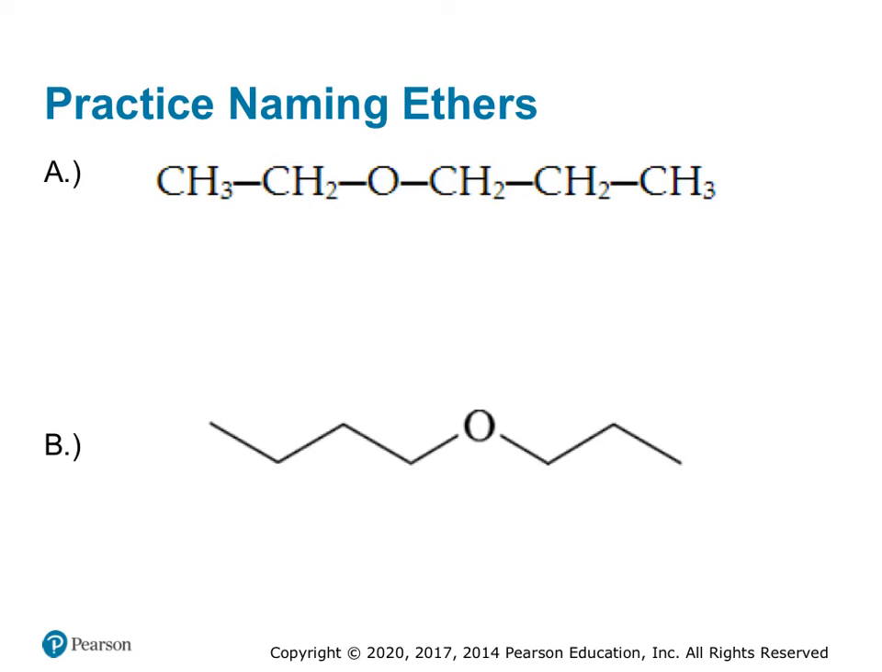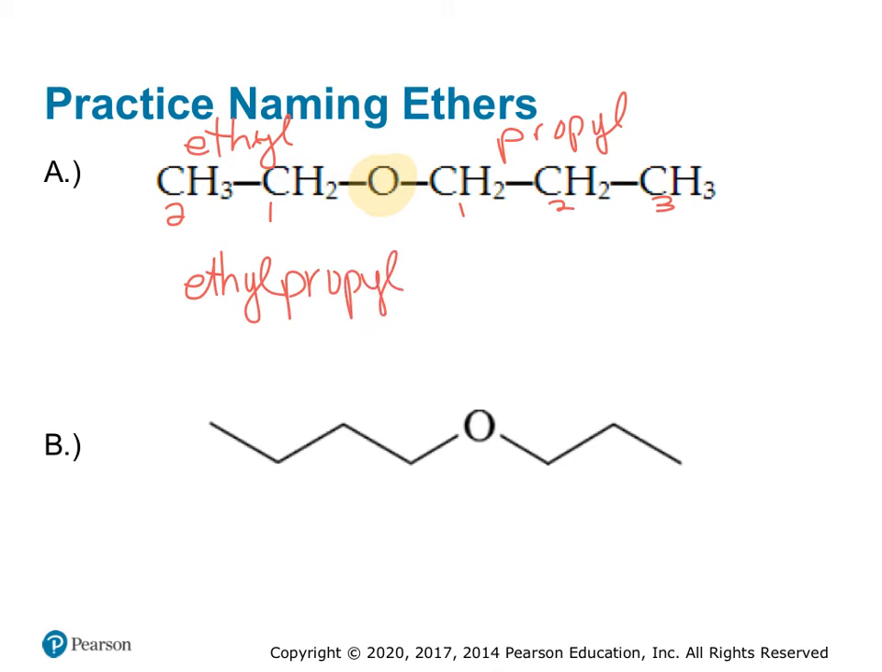So looking at a couple of ones here, I have my oxygen, and I have 2 carbons on one side, so that's an ethyl group. And here I have 1, 2, 3, that makes that a propyl group. So the name of this would be ethyl propyl ether.